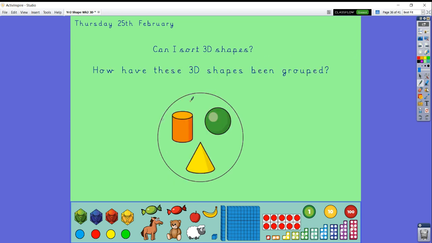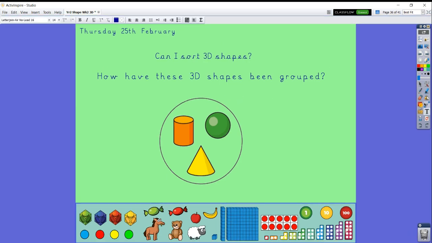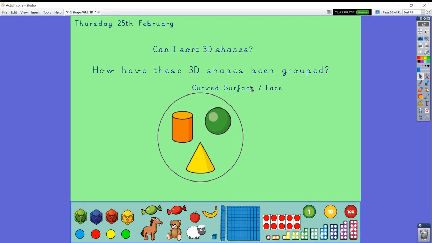Okay. Have a think. How have these shapes been grouped? What is the same about these shapes? What label could I put? Well done. Have you noticed that each one has got a curved surface? The other word we use is a face, a curved surface or a curved face.